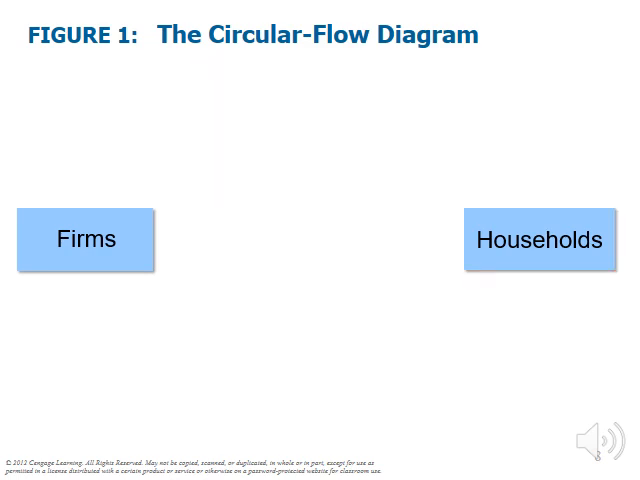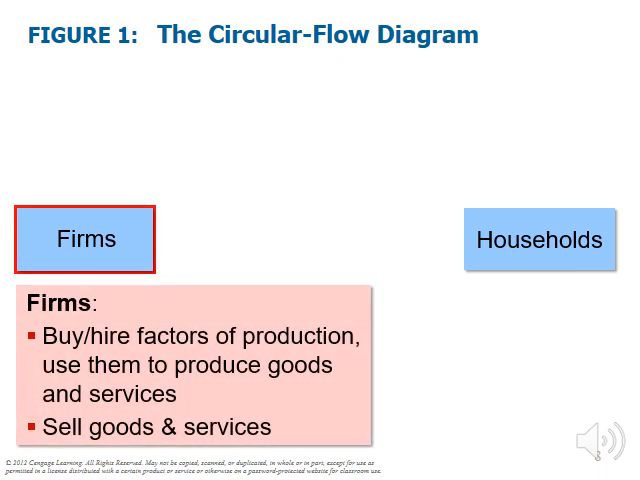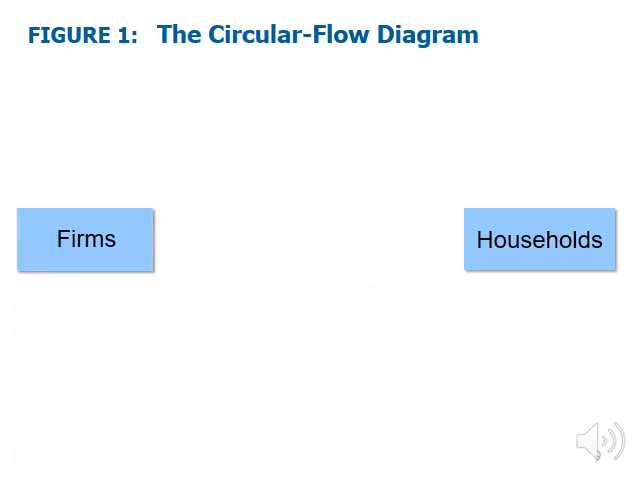Firms will buy or hire factors of production and use them to produce goods and services. A firm will hire workers, for instance, pay them salary, and then use their labor to produce goods and services that will be sold. Firms then sell the goods and services in the market for goods and services. Who do they sell them to? They sell them to households.